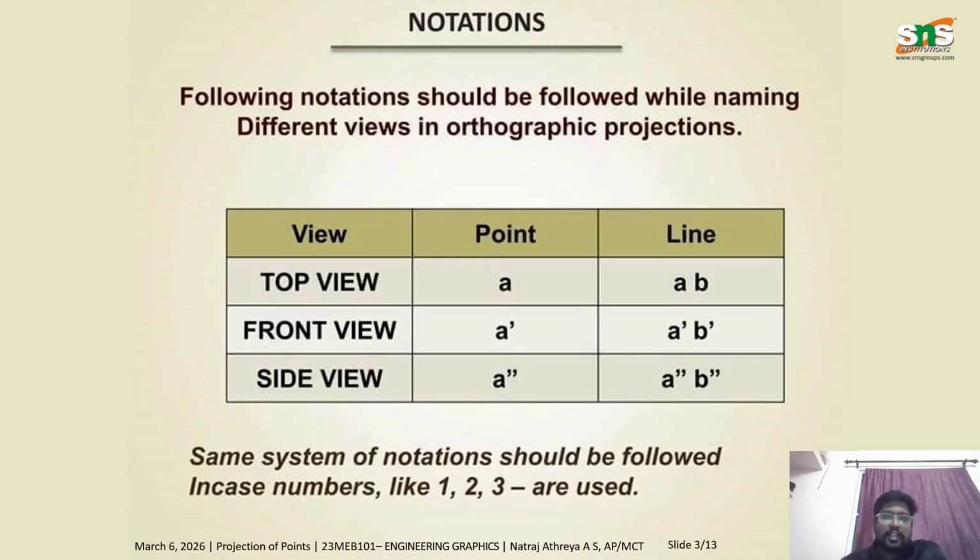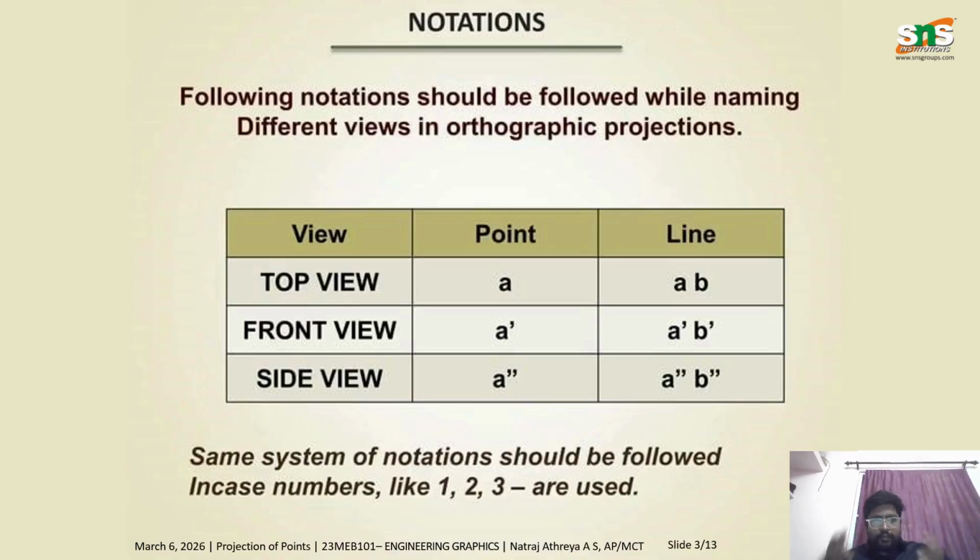Since it is a connection, a set of 2 points connected together, we have to give dash to both the points. Then if we look at its side view, it should be represented with double dash. So if the point is represented with double dash, and there are 2 points connected by a line, then the line will be represented as A double dash, B double dash.